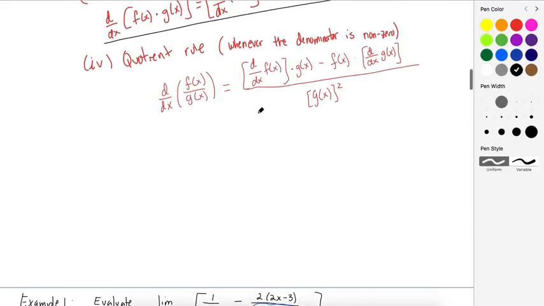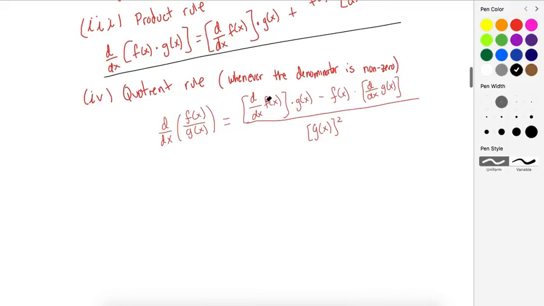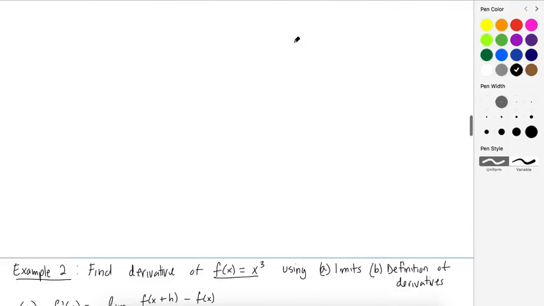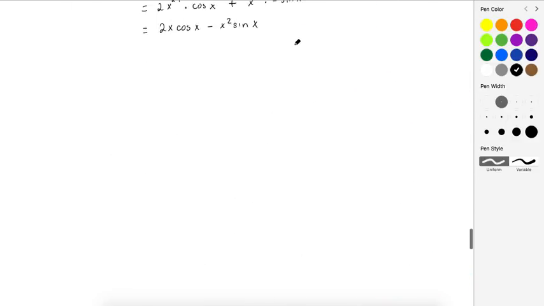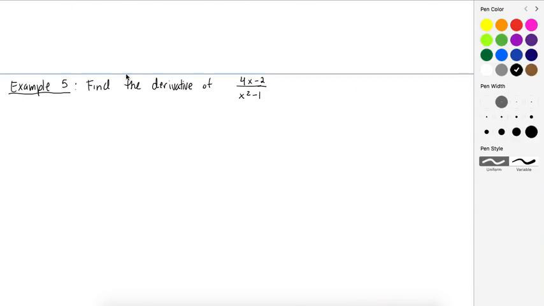Alright, lastly we're going to look at the quotient rule and something called the chain rule so that we can have a better understanding of how this works. Alright, so now we're going to find the derivative of this quotient, 4x minus 2 divided by x squared minus 1.